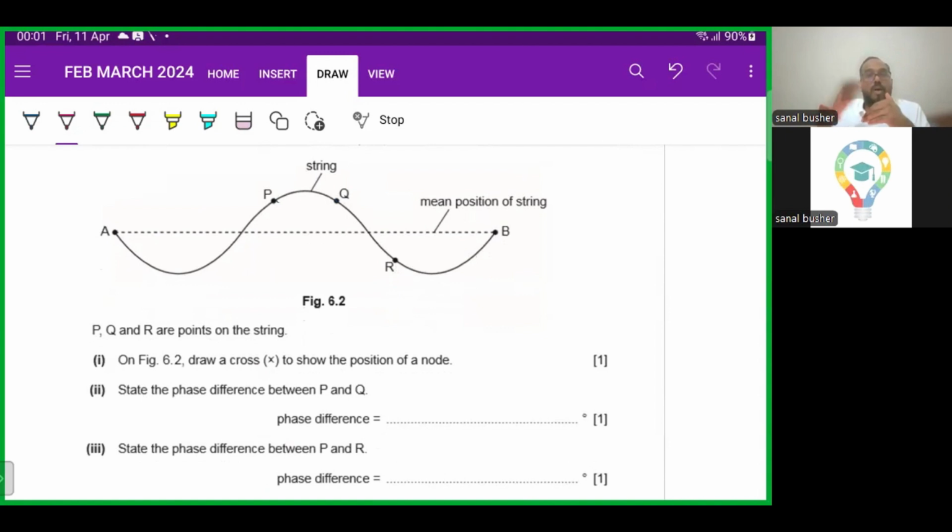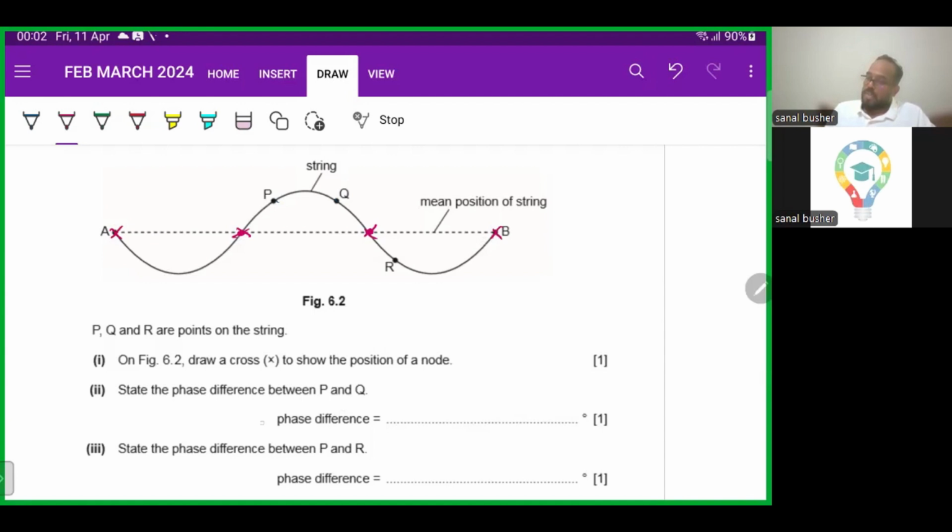In a progressive wave, what happened? All the particles in the medium are vibrating, right? But in a stationary wave, some particles are stationary. So those stationary particles are called what? Nodes. So you can mark any point which is stationary, okay.